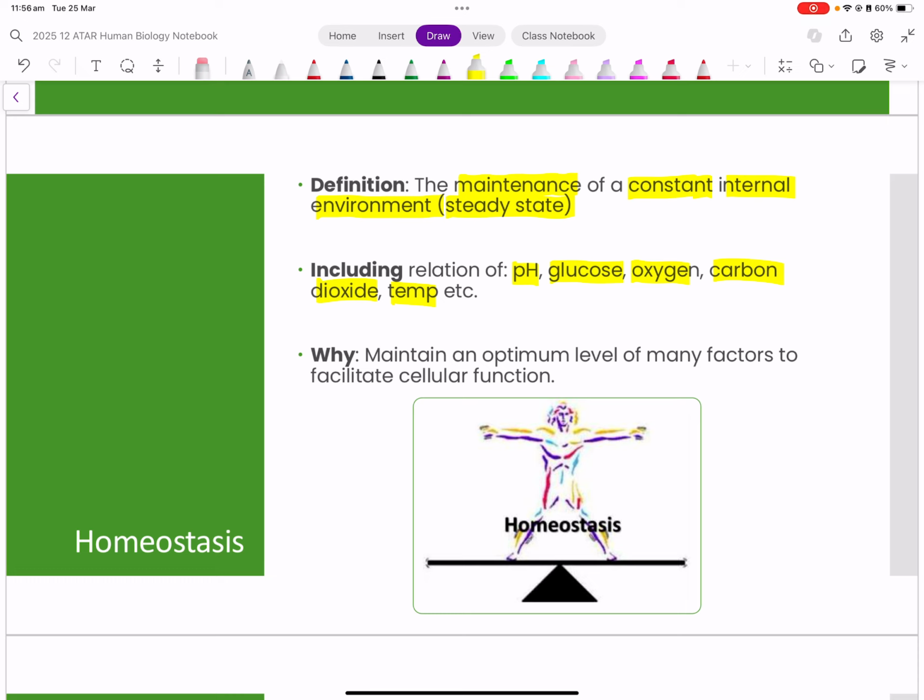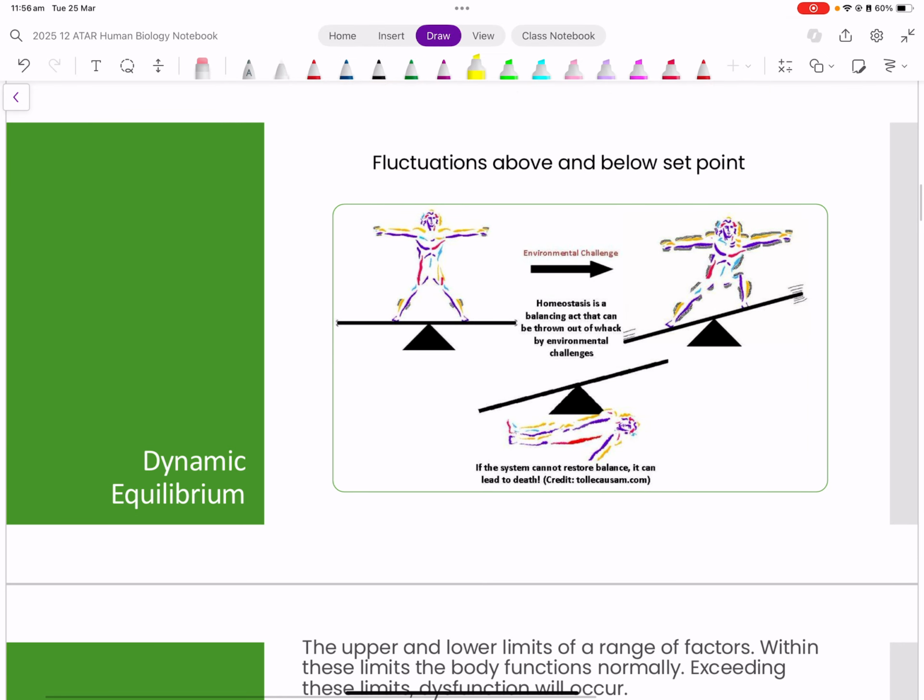Now, why do we want this? Well, your body is a finely tuned machine, and this machine requires an optimum level of all of these things that we've just mentioned in order to work at an ideal or optimum level. Now, your body isn't perfect, okay? And it's very rarely ever at a state of perfect steady state. It's very rarely at homeostasis. And what it does is it fluctuates above and below this particular set point. So homeostasis is very much a balancing act, and it's due to a constantly changing external environment.